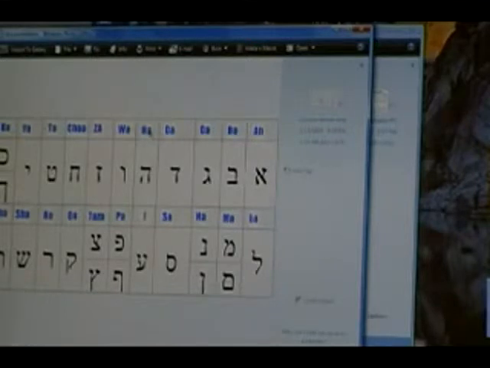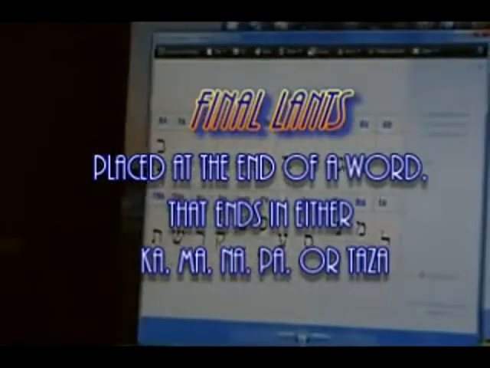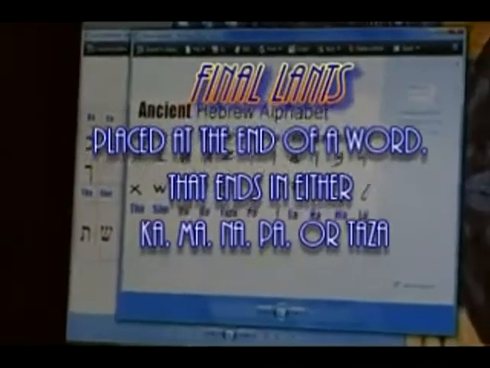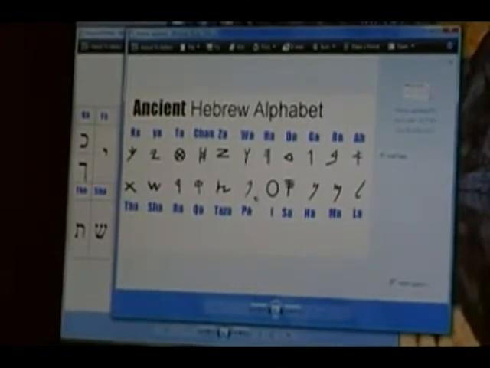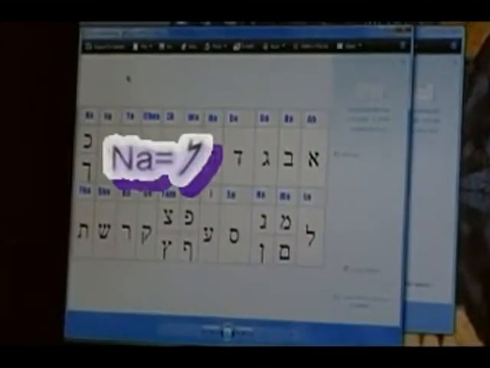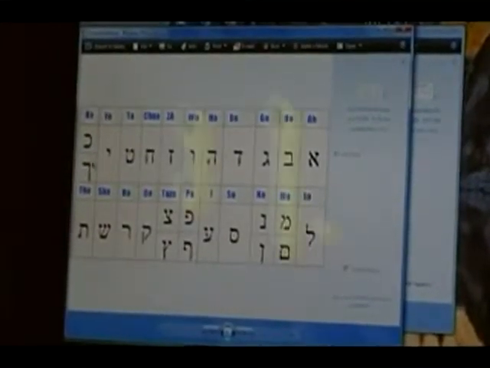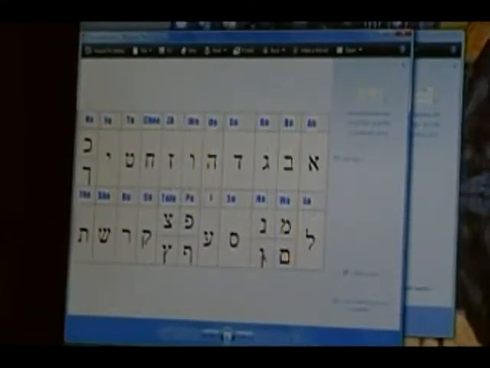But in the Assyrian script now there's something called final letters, and these are them right here. Whereas you have na in the ancient dialect, which is right here, you have na also in the Assyrian dialect, but you have a final na, right here. And that would go at the end of the Hebrew word, whatever Hebrew word that requires it. That's why it's called a final letter.